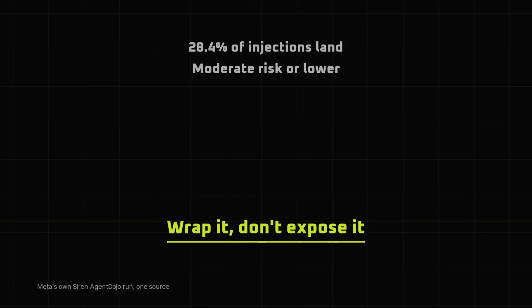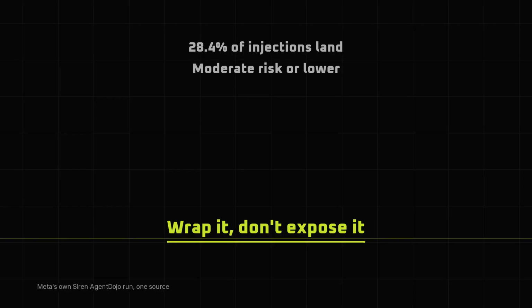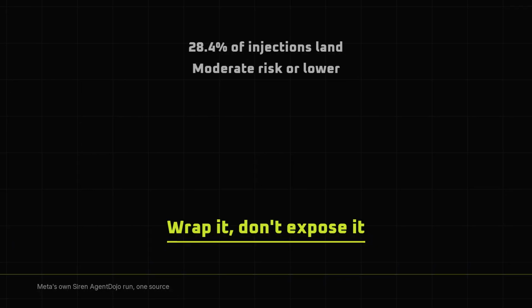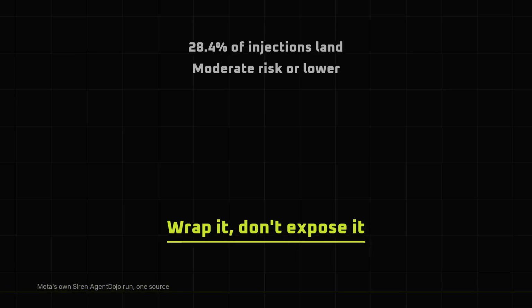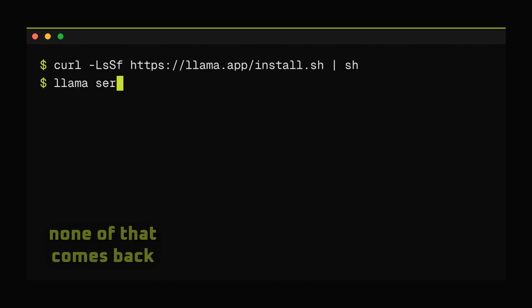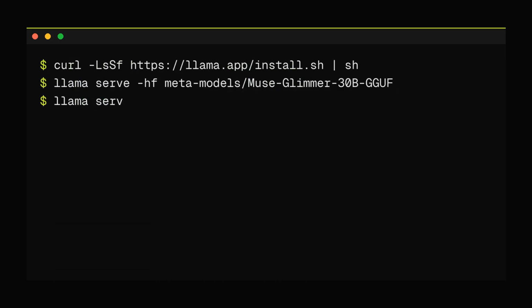In practice, that reads as allowlists, isolation, audit logs, and a human on anything irreversible. You would not hand a new hire your credentials on day one either. Once llama.cpp knows the architecture, none of that comes back.